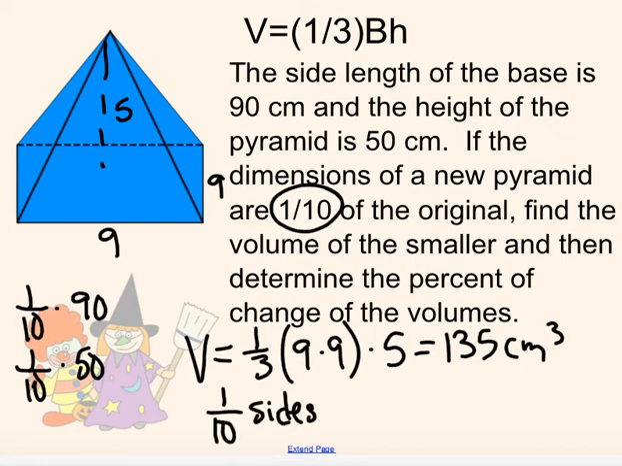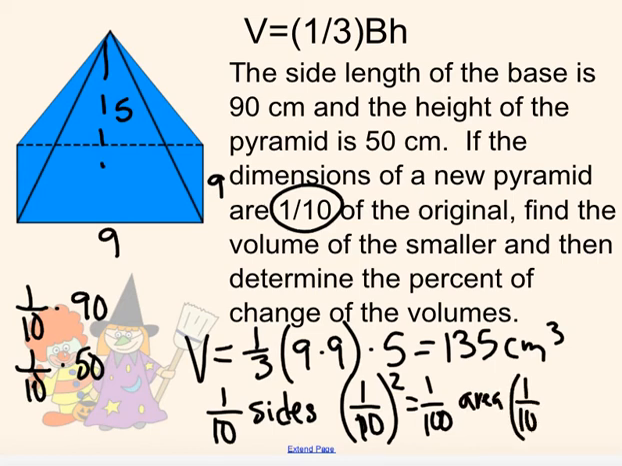What we have also learned is that if we take that scale factor and square it to get 1/100, that would be the scale factor for the area. And finally, if we take our original scale factor 1/10 and cube it to get 1/1000, that will give me the scale factor for the volume.